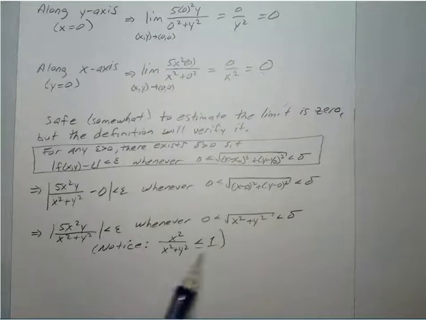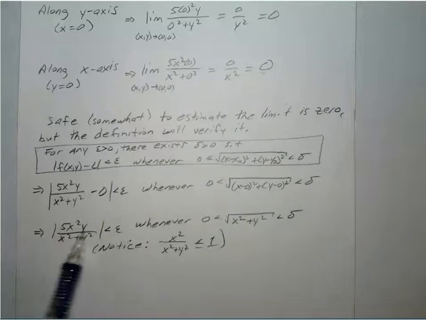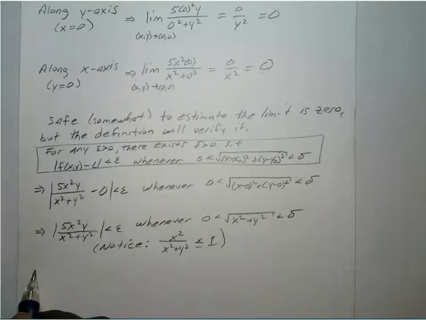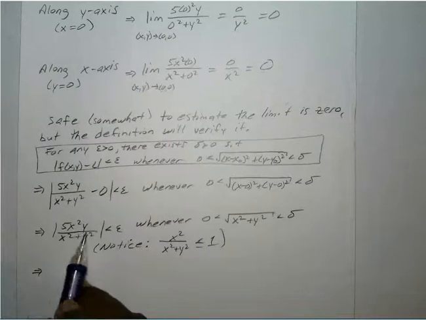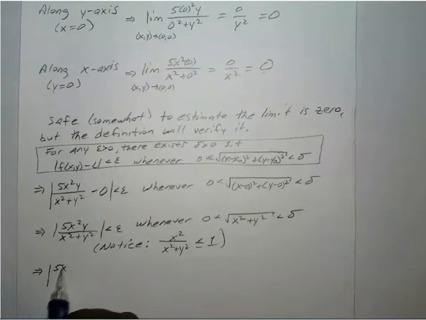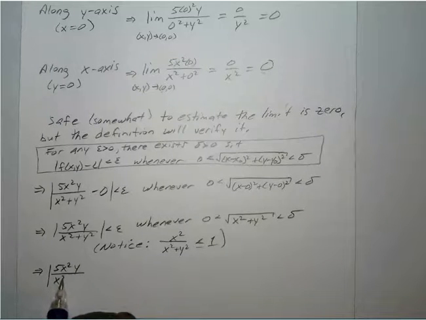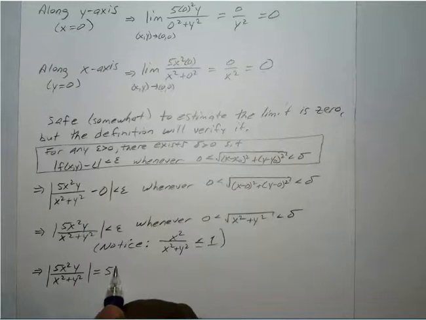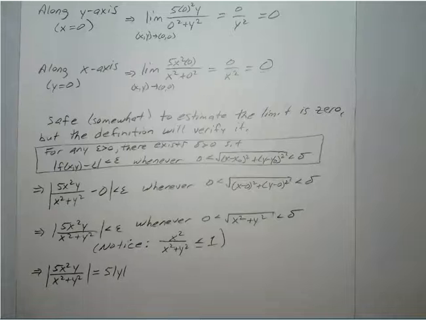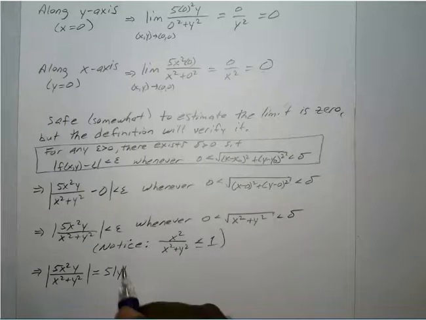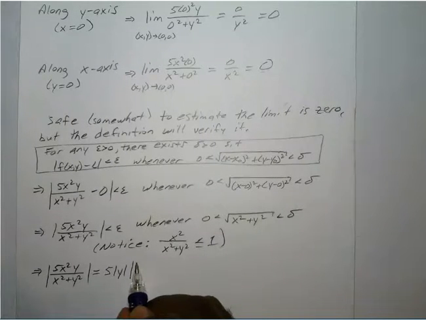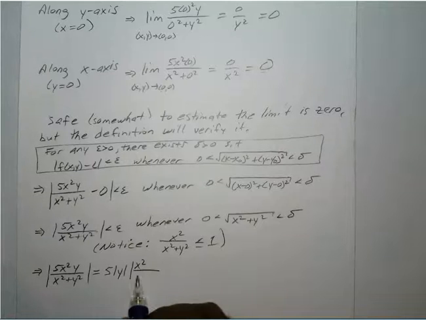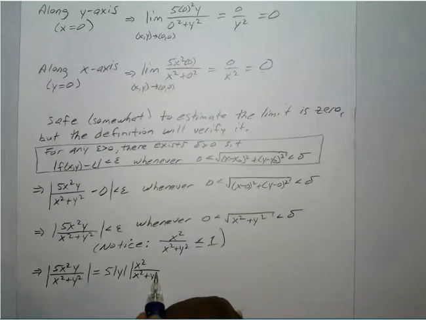All right, so what can we do with that? Well, if we factor out the 5 and the y, you can work with that. Okay, so let's say 5x squared y over x squared plus y squared, that's going to equal, factoring out the 5y, so 5 absolute value of y, because it's absolute value of everything in there, times the absolute value of x squared over x squared plus y squared.